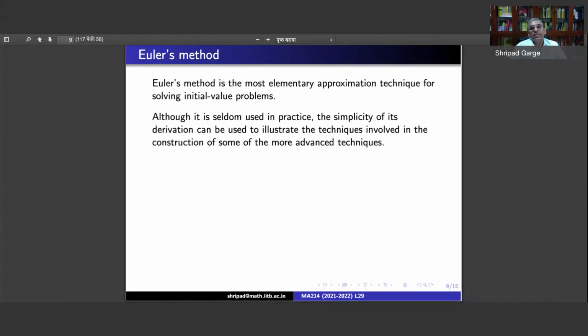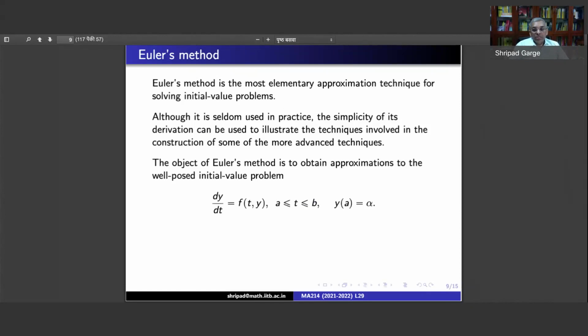The more advanced techniques that we will see later will be illustrated by Euler's method. So Euler's method is a stepping stone, and it's a very important method. You will see that there are some very basic ideas that go into this method, and it gives reasonably good approximations. So what we want to do is that we have this well-posed initial value problem, and we want to get approximations to the function y at various points.